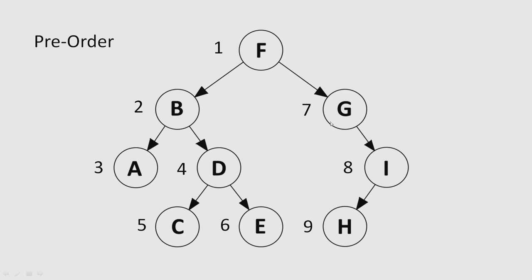So we first get to G, and we process G, and G doesn't have a left child, this is actually a right child of G, so we will immediately process the right child, and that's I, so we process the node, and then we go do the left child.